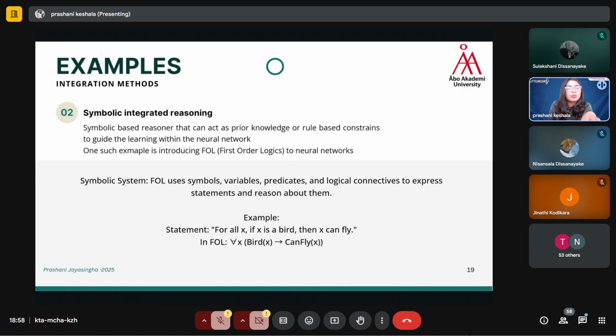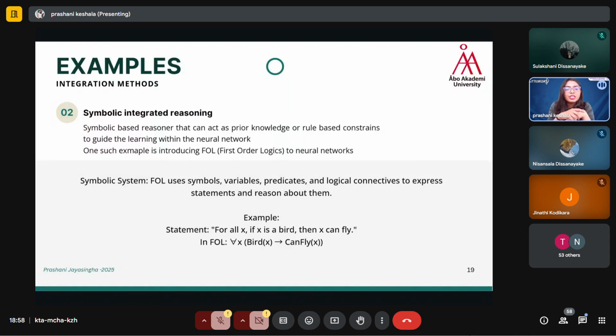Okay, let's see what we have here. Yes, a symbolic based reasoner that can act as prior knowledge or rule based constraints to guide the learning within the neural network. So like you said, you can also use this as a knowledge base, or as prior knowledge, or as constraints to your system. And this will also help your neural network to a certain context. And one example is really first order logic.